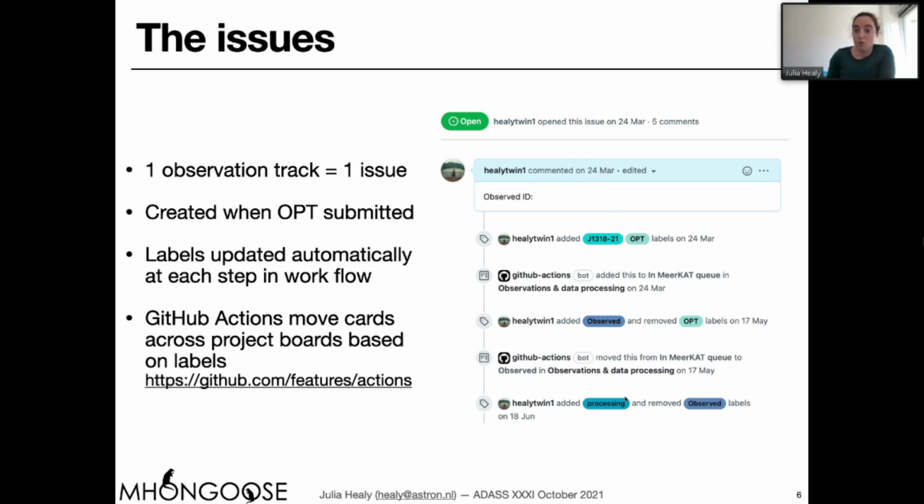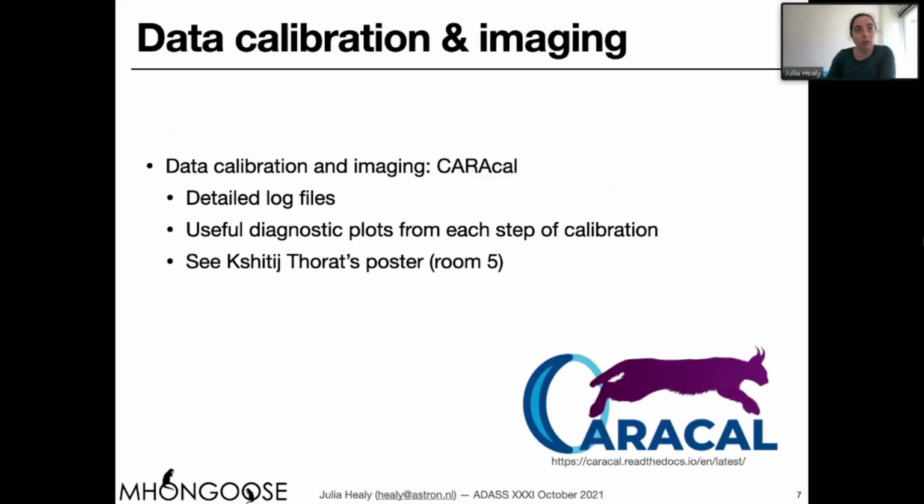So how do we keep a record of the data reduction process? Well, our data reduction and calibration is done using the Caracal pipeline. We do all the imaging with that. I'm not going to go into the details of how Caracal works, as that's another entire talk. But I will encourage you to go and have a look at Chitit's poster on Caracal, and I think it can be found in poster room 5.